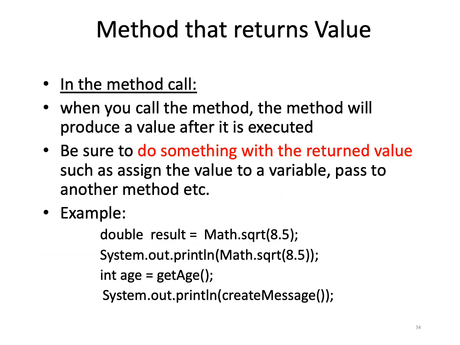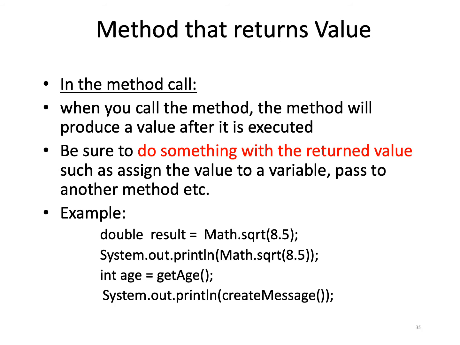How do we call or invoke a method that returns a value? When you call the method, it will produce a value after it is executed because it returns something through the return statement. So we need to do something with the return value, such as assign the value to a variable, pass it to another method, or maybe display it within System.out.println.